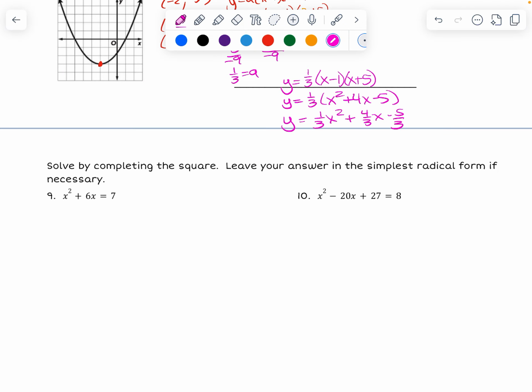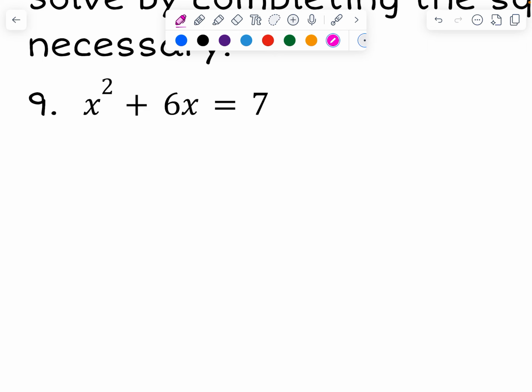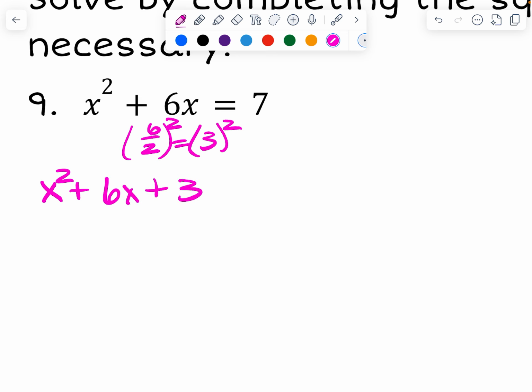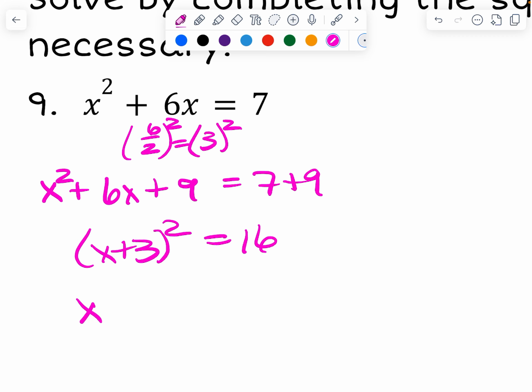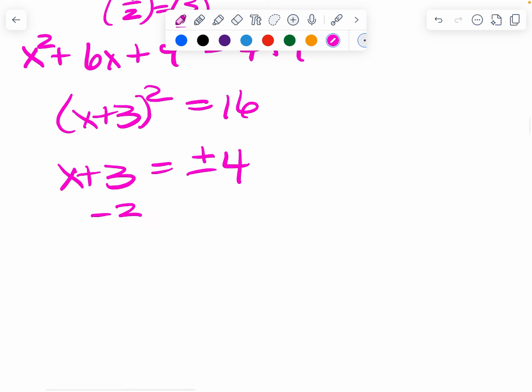Okay, so the next one says solve by completing the square. So I am going to take half of this and square it, so that would get me 3 squared. So I am going to add 3 to both sides. No, I'm not. I'm going to add 9 to both sides. I'm going to get x plus 3 all squared equals 16. I'm going to take the square root of both sides and get plus or minus 4. I am going to subtract 3 from both sides and get x equals 1 and -7.